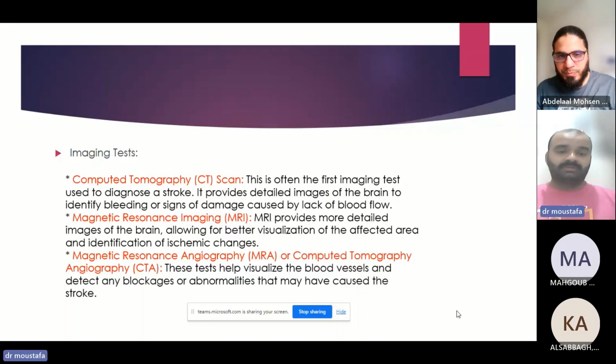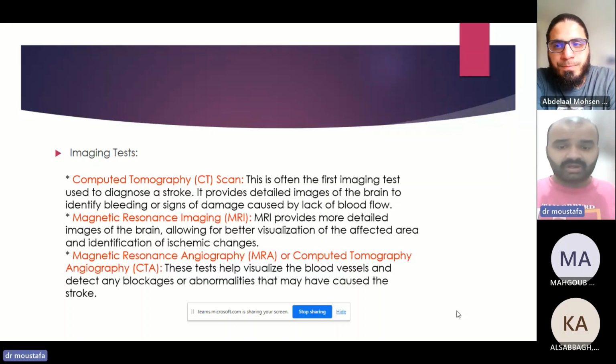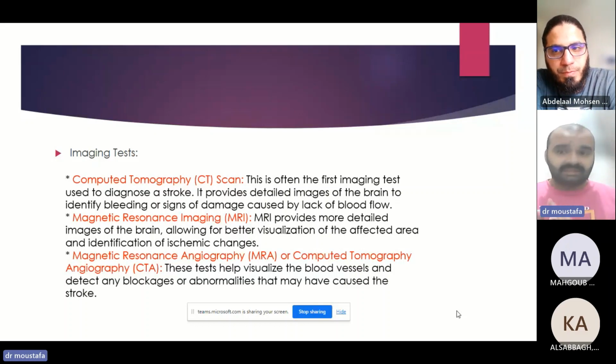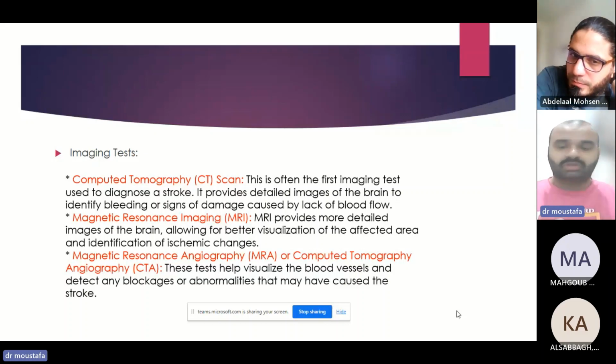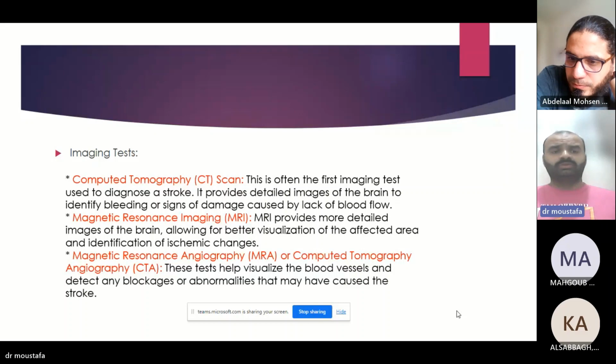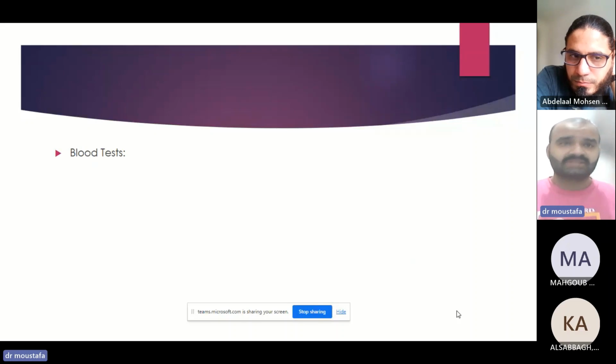All right. So we talked about the CT and we talked about the MRI. Also, there is the MRA, which also helps us to visualize the blood vessels and the blood supply to the brain. If there's any blockage or any abnormalities, it may catch it. Okay, so the physical examination and history taking are done, the imaging is done. Okay, what's next?